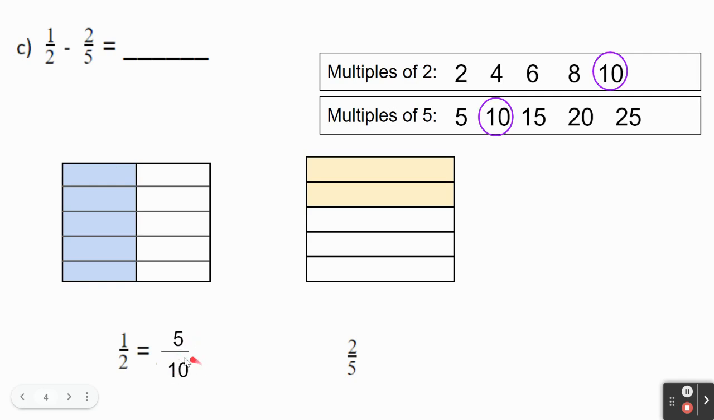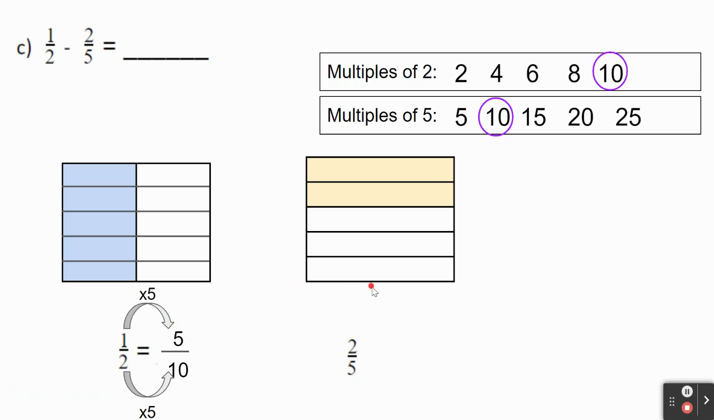Another way we can get 5/10 is by asking ourselves, what do we multiply by 2 to get to 10? Well, 2 times 5 equals 10. And remember, we got this 10 because that was the first common multiple in both of our lists. Since we multiply by 5 in the denominator, we're going to multiply 5 by the numerator. So 1 times 5 equals 5. So this is another way that we can get 5/10 as our equivalent fraction.